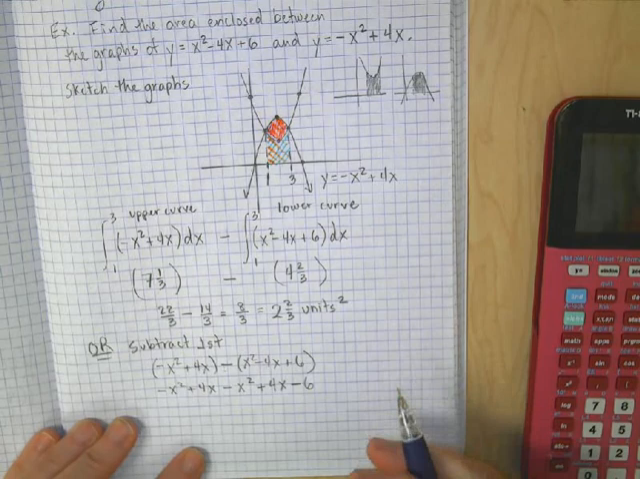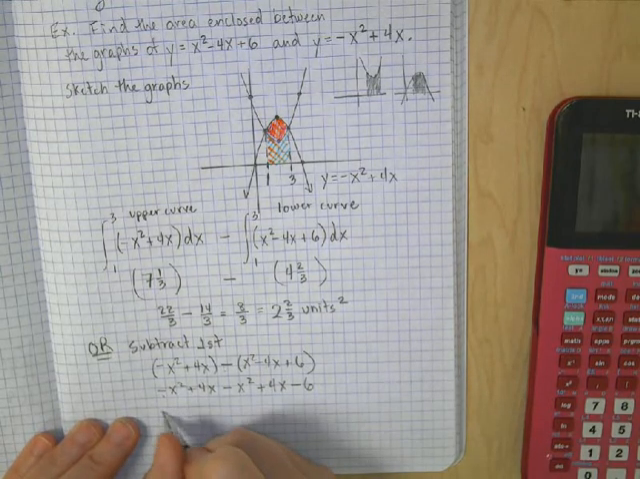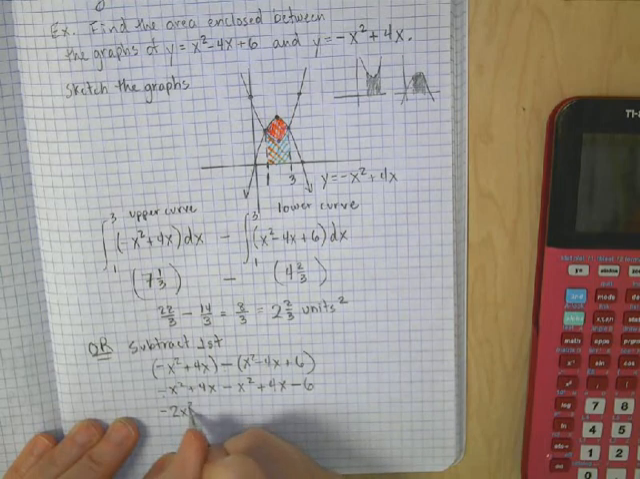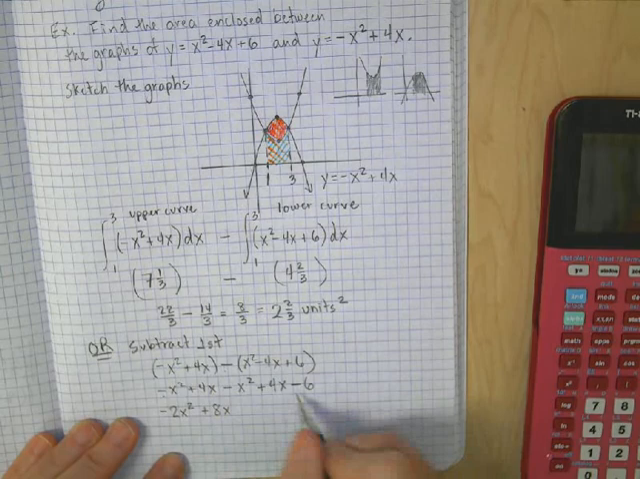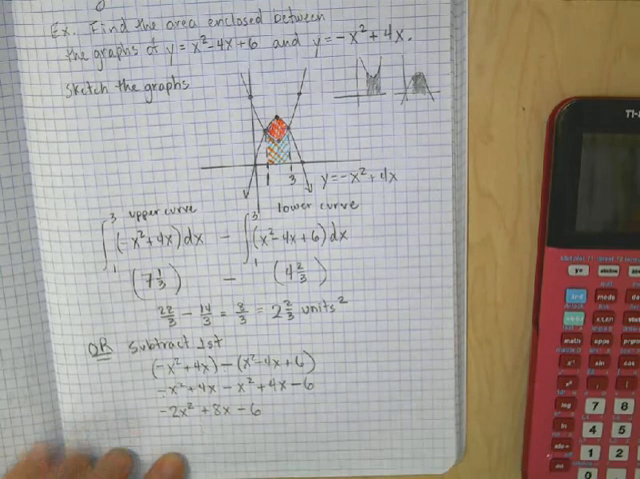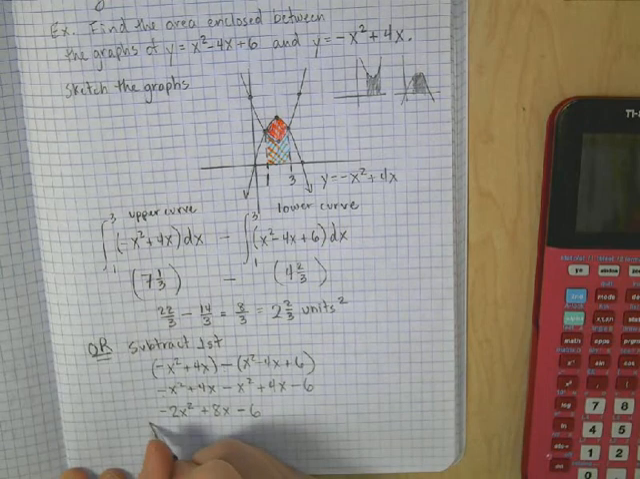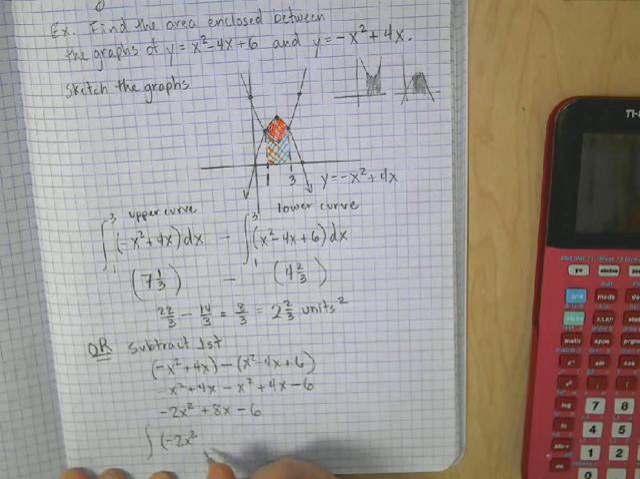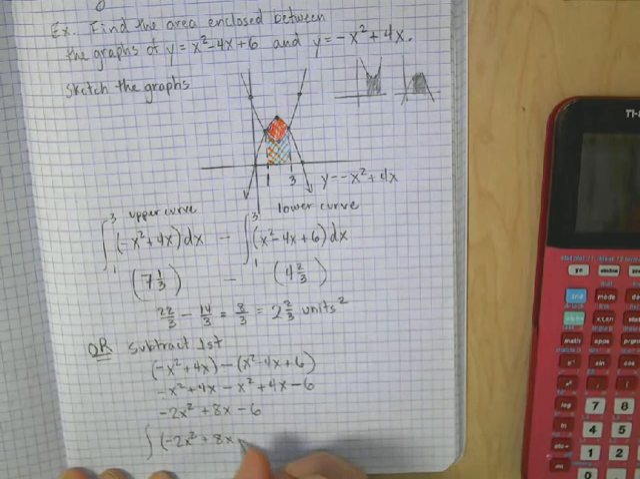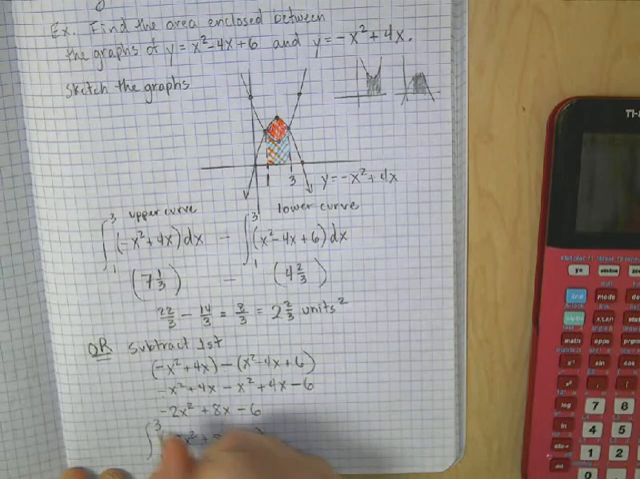Now I can combine my like terms. Negative x squared plus negative x squared is negative 2x squared. 4x plus 4x is 8x, and then the minus 6. So now I'm going to integrate that. So I am now going to integrate negative 2x squared plus 8x minus 6, and I'm going to do it from 1 to 3. Okay, still those same intersections.